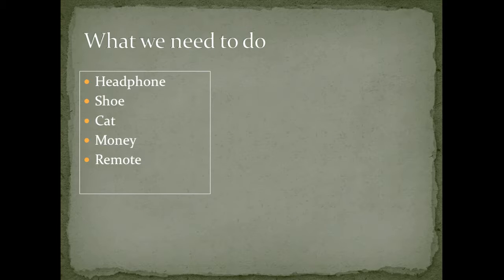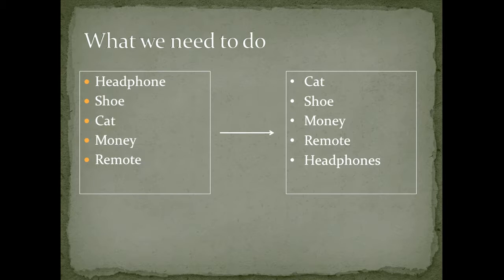Today I wanted to talk about a coding interview assignment that I once received during an interview. The assignment was to write code that sorts a collection of elements by length. So imagine that we have a list of elements. This list consists of 5 elements, as you can see here: headphone, shoe, cat, money, and remote. Now, the goal is to actually sort these elements based on the length.